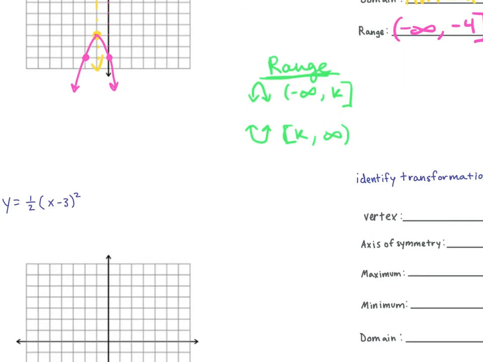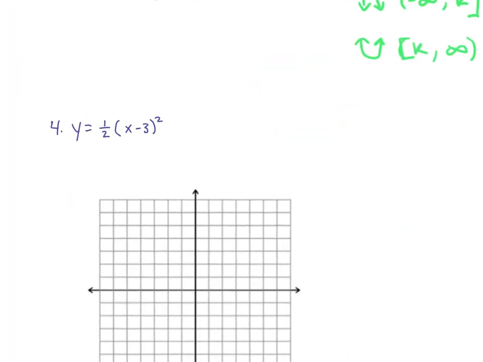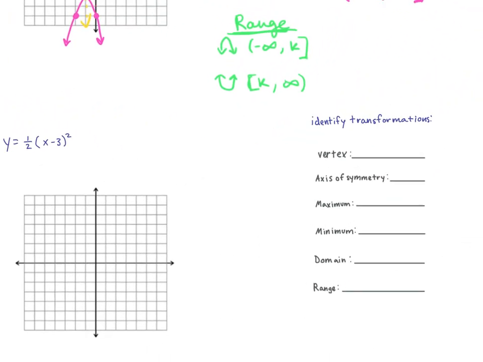All right, let's go to number 4, last one in vertex form. So where do we start? Vertex. So what's our vertex? Perfect. 3, 0. We don't have a k here. We're not adding anything on the outside, so our k is 0. What's our axis of symmetry? X equals 3. And what's our domain? All real numbers.